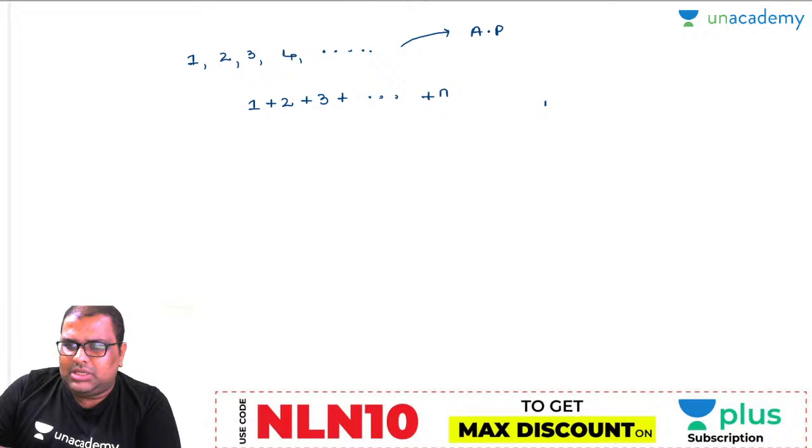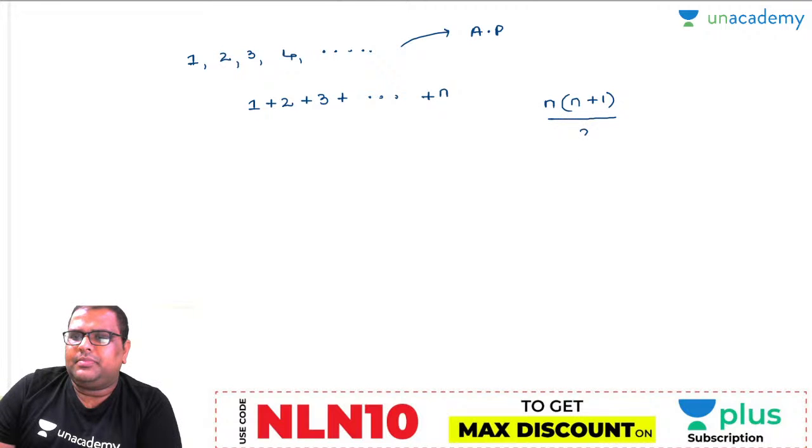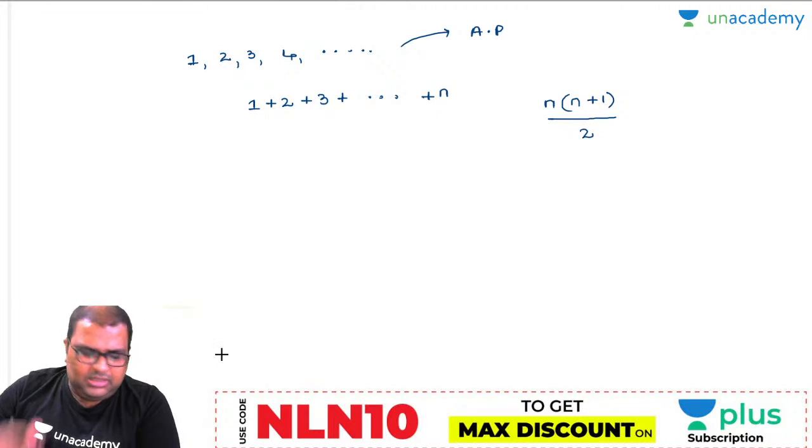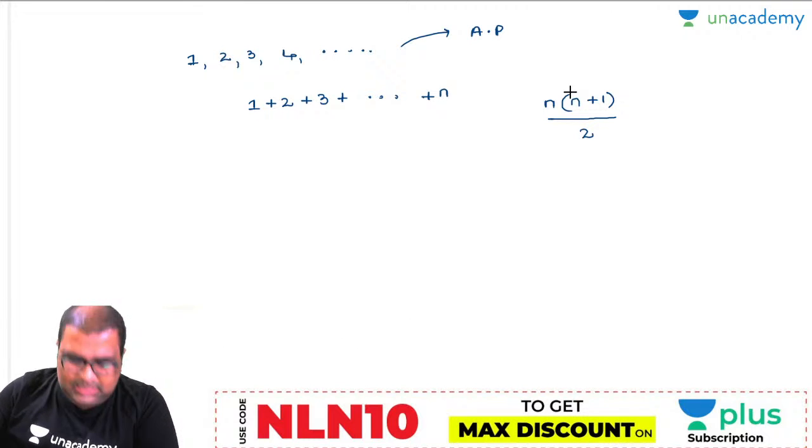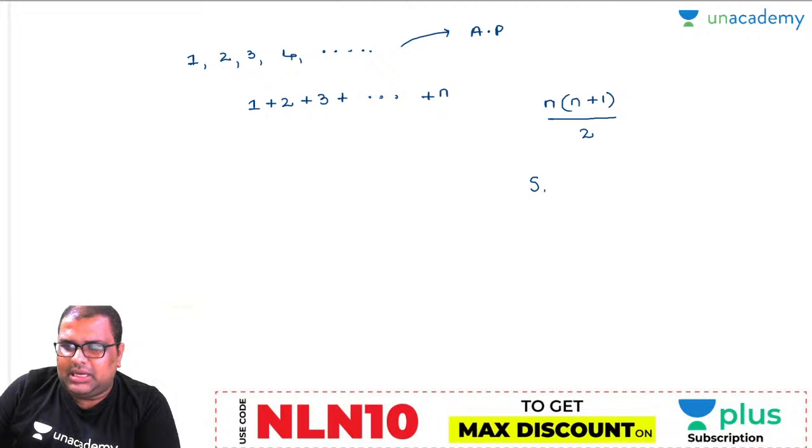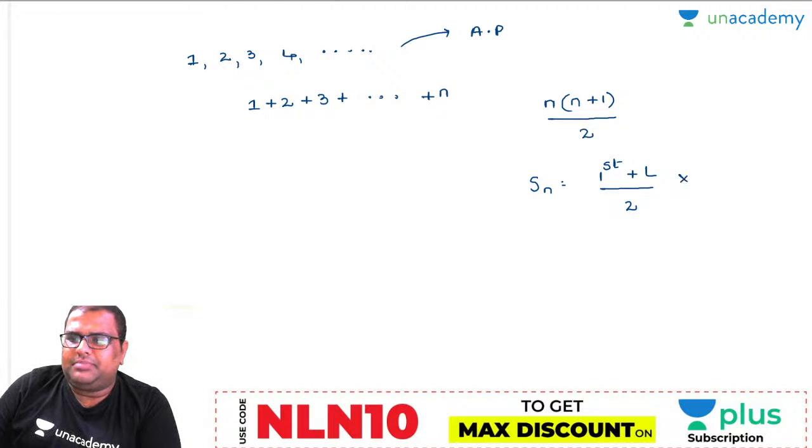Now the sum of n natural numbers is given as n into n plus 1 divided by 2. Will you accept this? This is arithmetic progression, or you can write it like this also. Am I right or wrong? Now look, this is the same, right? Sum of n terms in an arithmetic progression is nothing but first term plus last term divided by 2, into the number of terms. Now see here, your first term is 1, your last term is n, into n divided by 2.